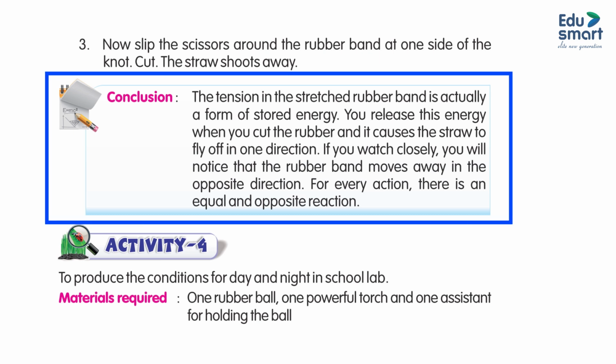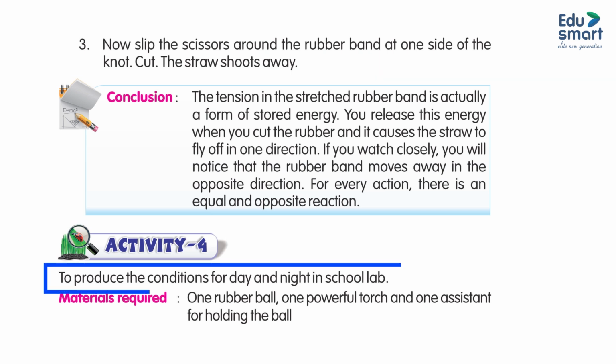Conclusion. The tension in the stretched rubber band is actually a form of stored energy. You release this energy when you cut the rubber and it causes the straw to fly off in one direction. If you watch closely, you will notice that the rubber band moves away in the opposite direction. For every action, there is an equal and opposite reaction.